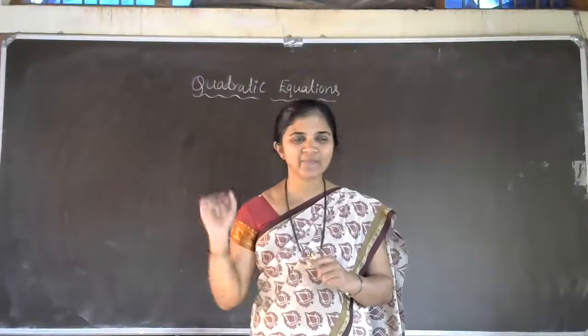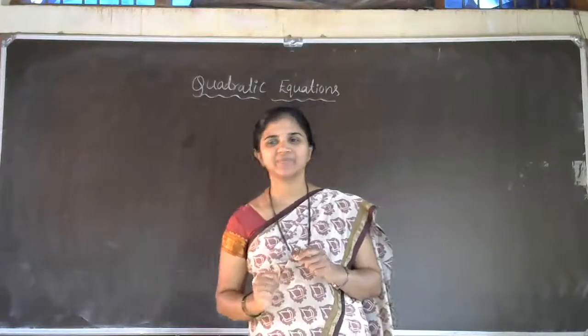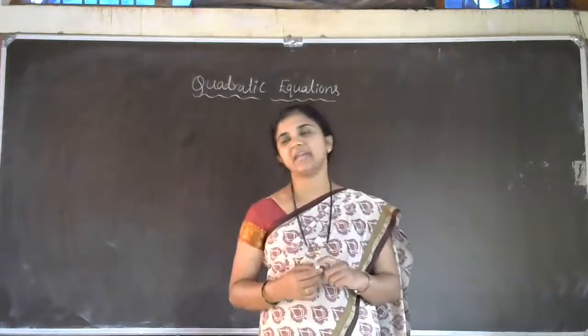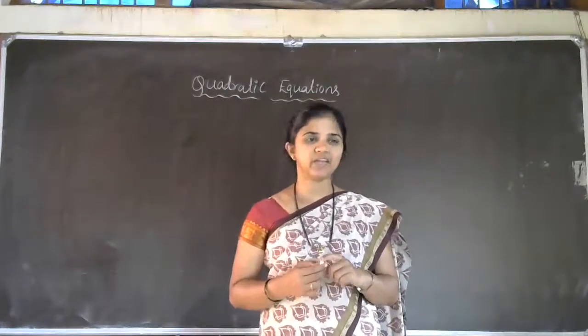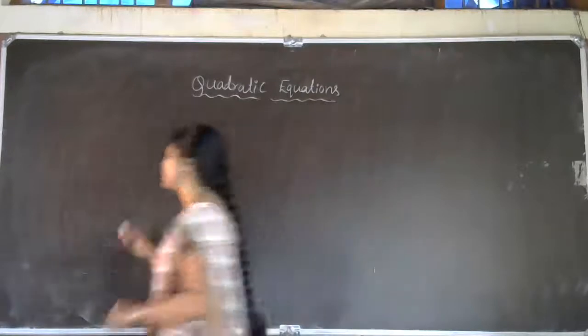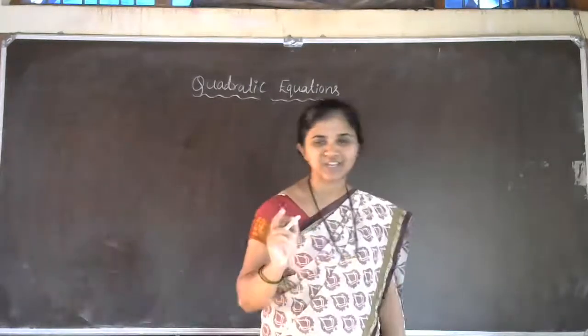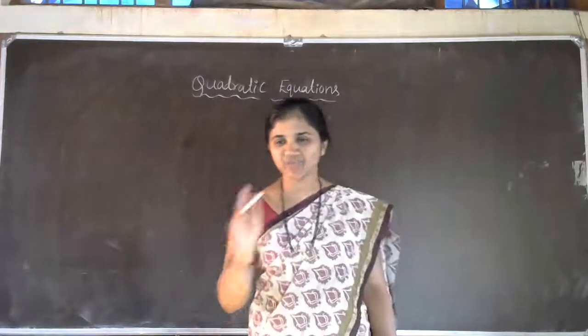Yes, Soumya Hegde. An equation in which the variable degree is 2. Yeah, an equation in which the variable degree is 2 and the equation in the form of, yes, can anyone tell me the general form? General form. Yes, Ashwit.